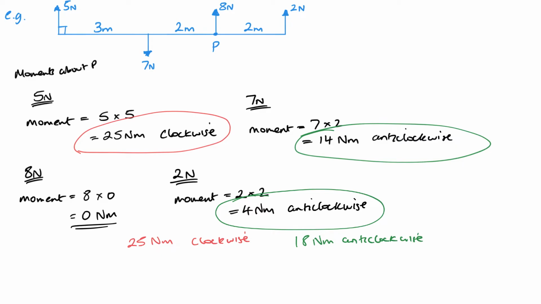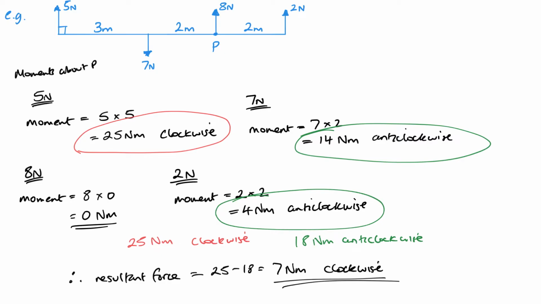So I can quite quickly and easily see that this is going to start rotating in a clockwise direction. So my resultant is going to be 25 minus 18, which is 7 Newton meters clockwise. And that's essentially all there is to this.